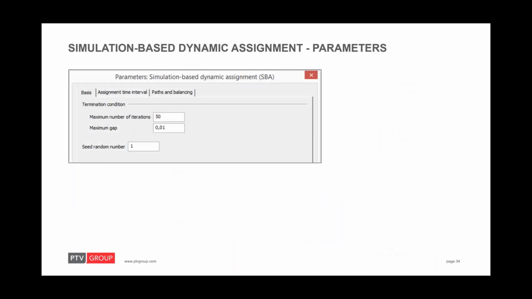Then within the dynamic assignment parameters, this is for actually loading the network, equilibrating, and so forth. We have the following. First, the termination condition or stopping criteria. Here we have a maximum number of iterations or a maximum gap. Since this is a simulation, you'd have a random seed.